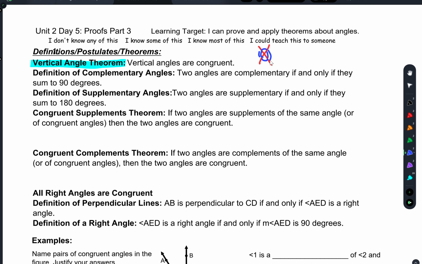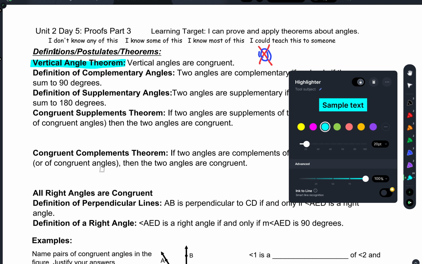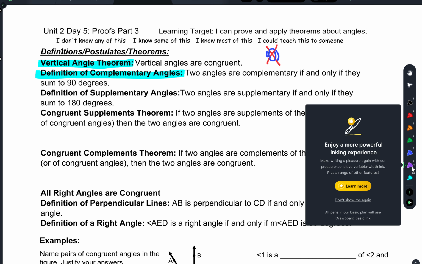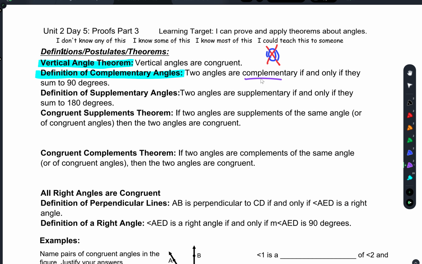The next two definitions are pretty similar. Number 1 is the definition of complementary angles. The definition of complementary angles says that two angles are complementary if and only if they sum to 90 degrees. So I see this both ways, right? It's a biconditional. I can see it work forwards and backwards.